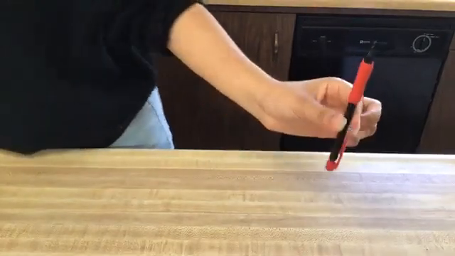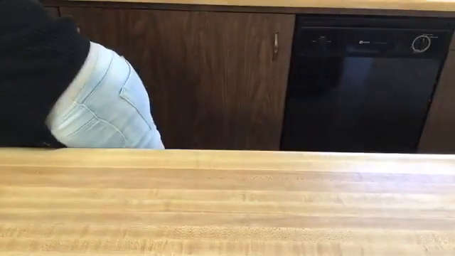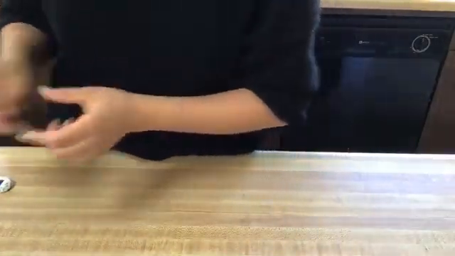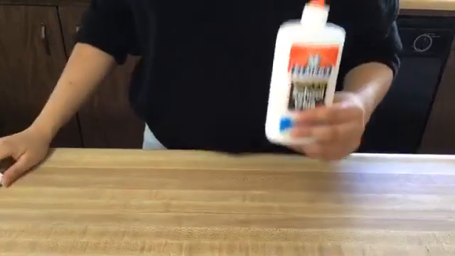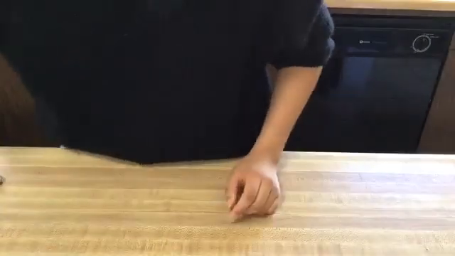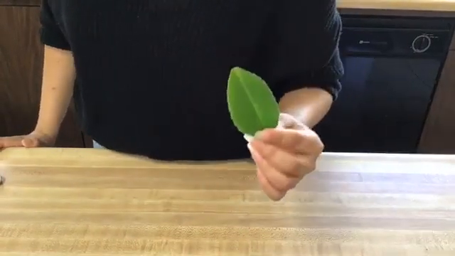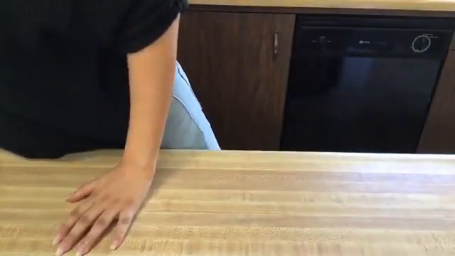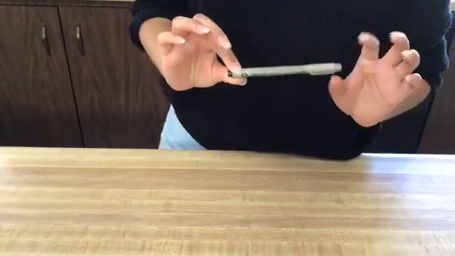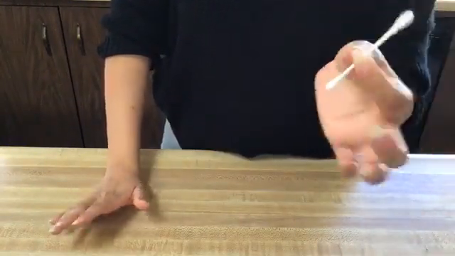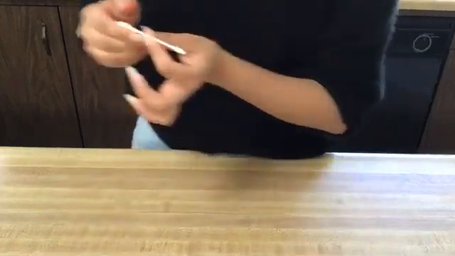We're also going to be needing scissors, a pencil, paintbrush, glue, leaves, 15 leaves, and a pen. And then the last thing is cotton swab. But this is optional. You guys don't really need this.